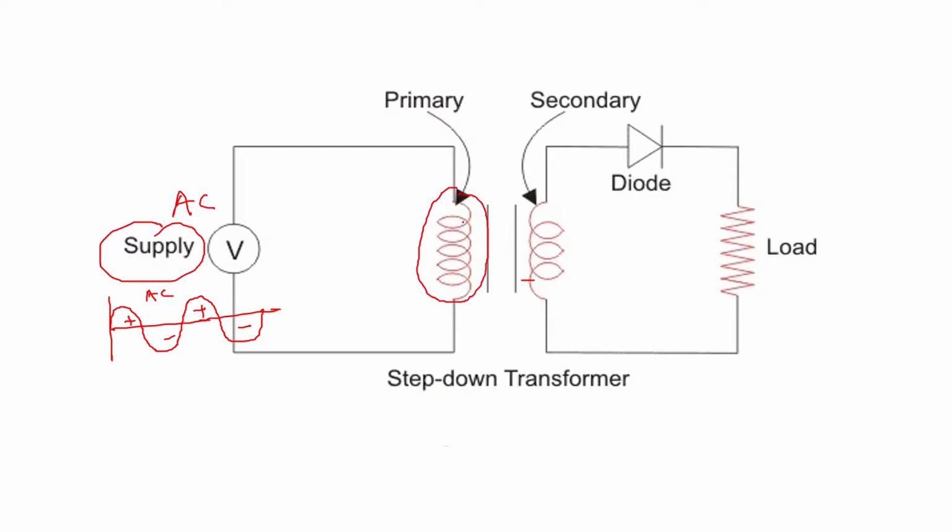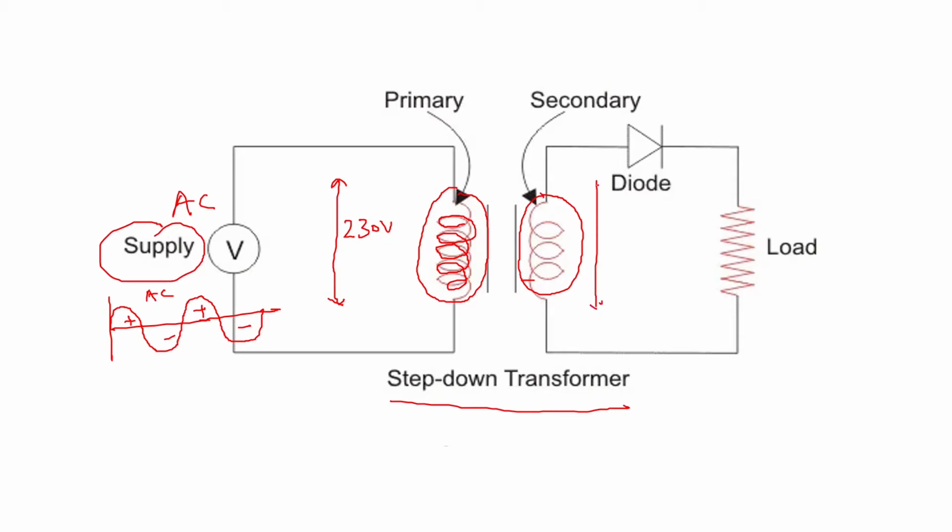Now, in the primary you can see there are many turns shown here, and you can see that the secondary is here. The secondary has fewer turns, so this is a step down transformer. So say your input voltage was around 230 volts, that will be stepped down to around 10 volts, or 5 volts or 8 volts, or whatever is your requirement.